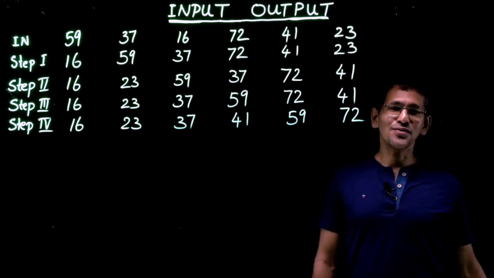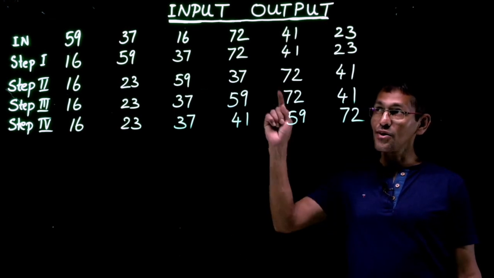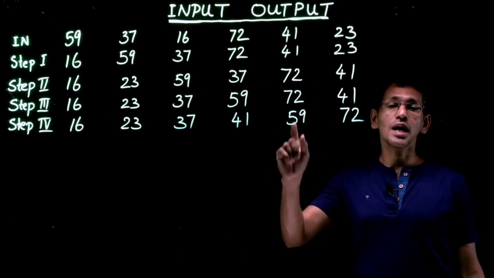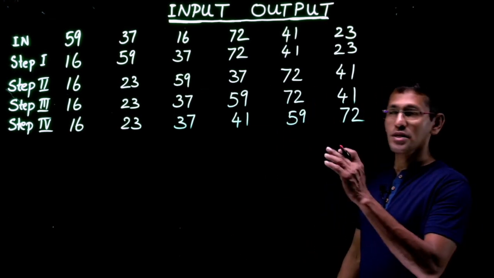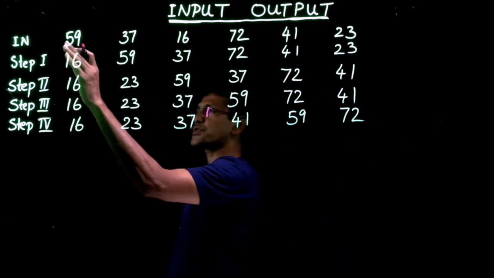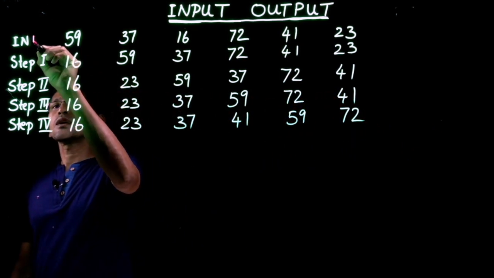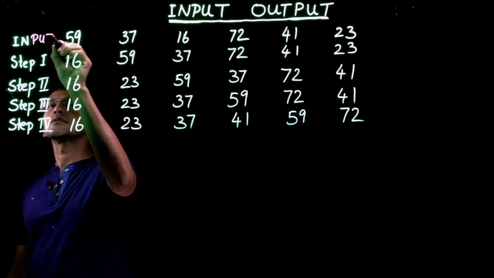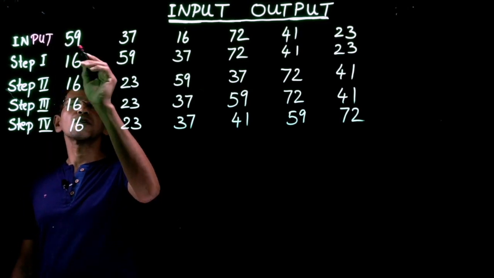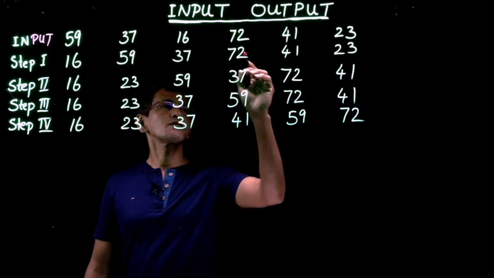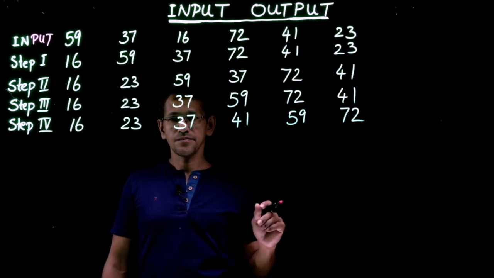This is another set of interesting questions. It's called input-output type of questions. You may notice we have an input right here. This is called input. And input is what? 59, 37, 16, 72, 41 and 23.